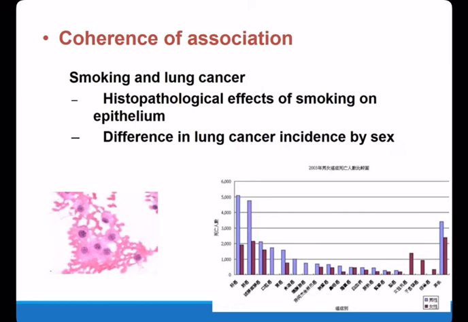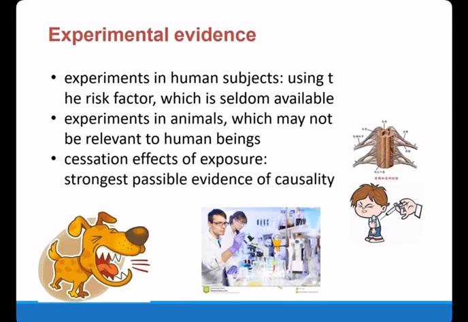In some works, coherence is interpreted as the consistency of distribution. The determinants of distribution should be consistent with the geographic and other distribution of the disease. Experimental evidence is also needed for a causal relationship.